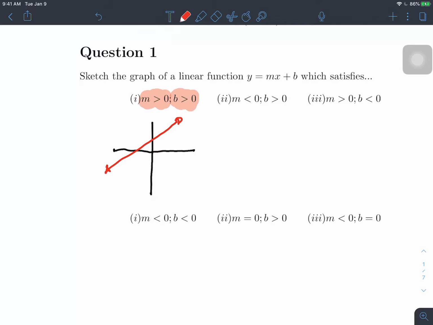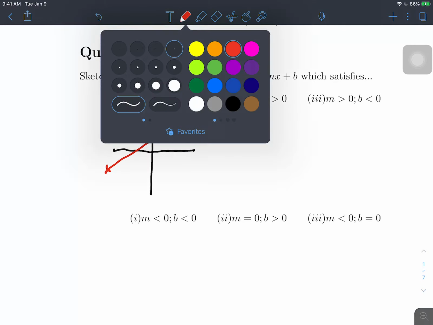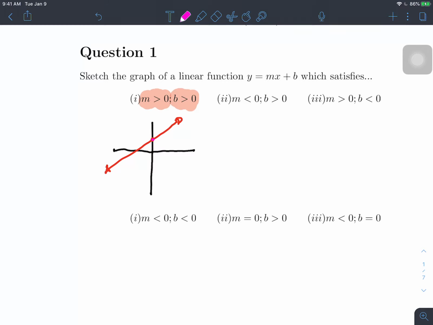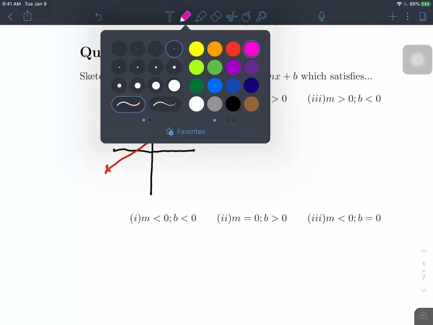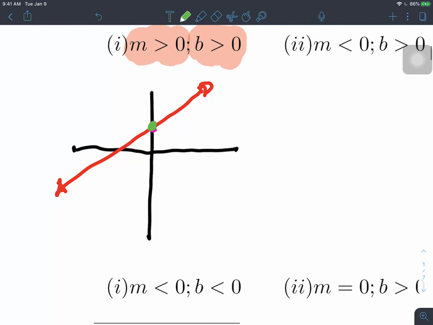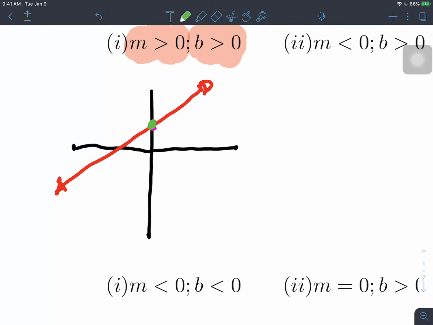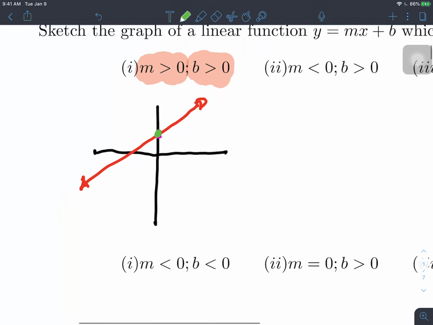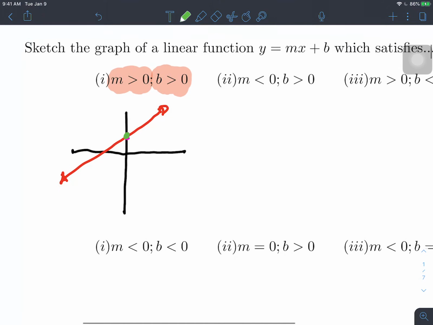It's an increasing function. The fact that b is larger than 0 tells me that my y-intercept, or my vertical intercept, which is here in pink, that doesn't show up very well, why don't I do it in green? Here in green, since it's larger than 0, it should be above the x-axis. Okay, so I'm going to go through these next ones fairly quickly.